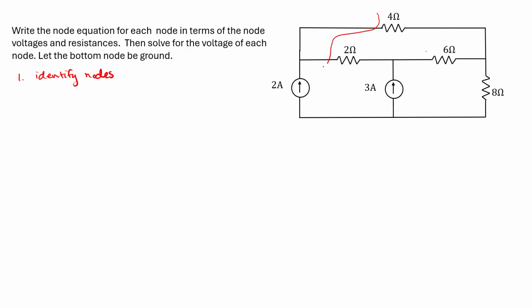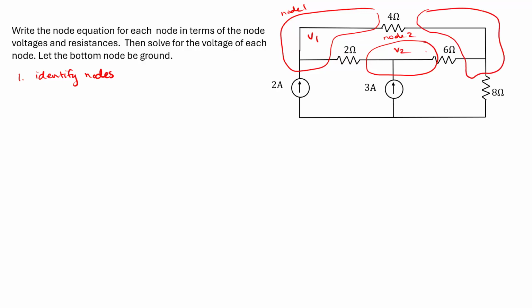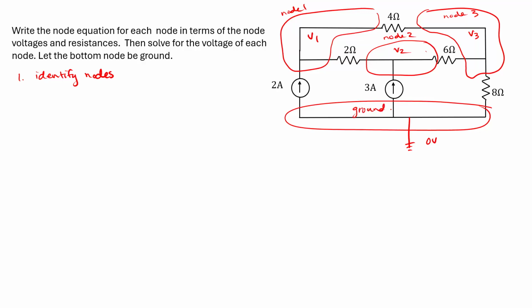So I'll call my first node here my node 1, and let's assume it's sitting at voltage V1. I'm going to call this whole area node 2 with voltage V2. And then I have my node 3 on the right, and I'm going to assume that whole area is sitting at voltage V3. And then, of course, our bottom node here is our reference node or ground. All right, so nodes have been identified.